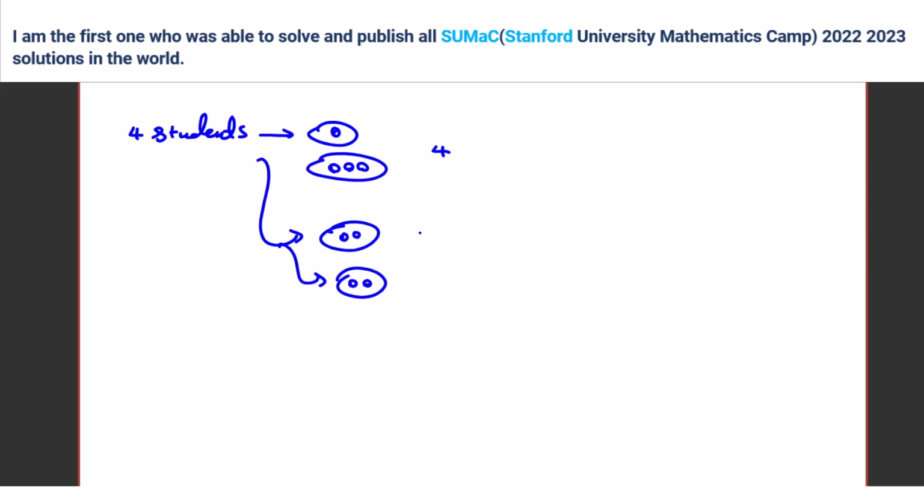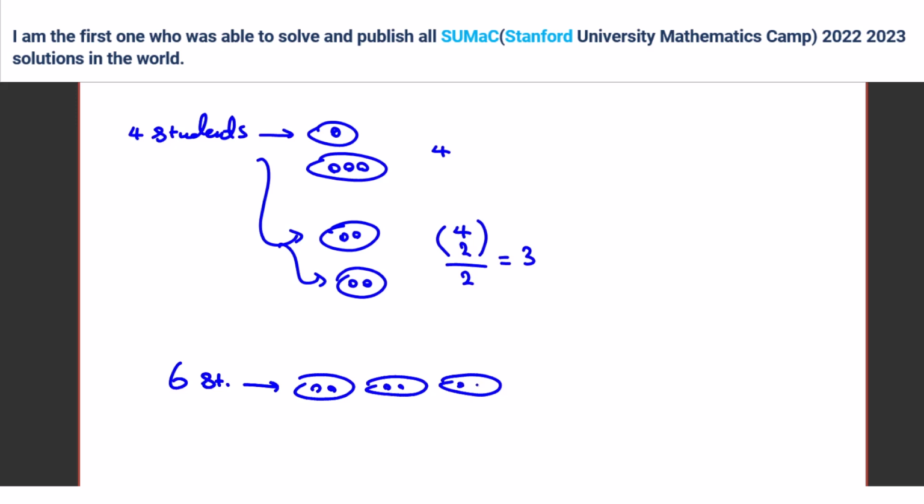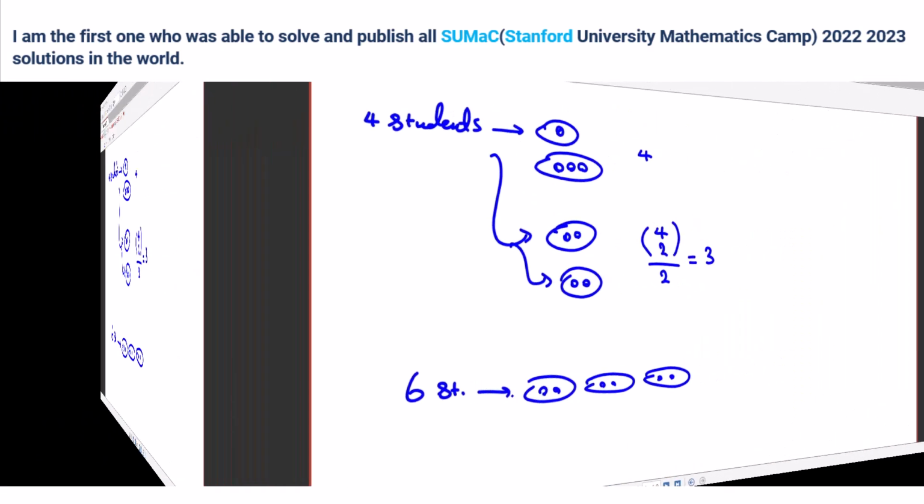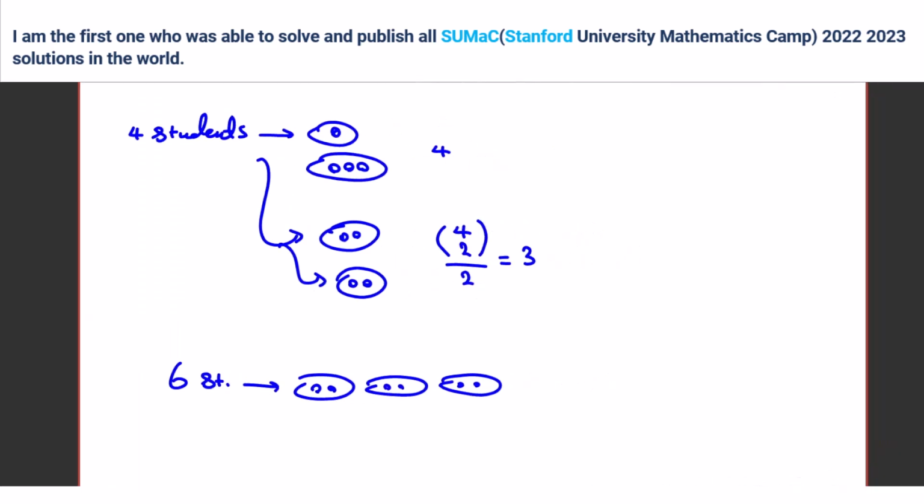Are the groups distinct? They don't have names. So 3. Exactly. 4 choose 2 over 2, right? Yeah. If we have 6 students and we want to split them into 3 groups, each with 2 members, it will be what? Is it 6 choose 2 times 4 choose 2 over 3 factorial? Exactly. Okay, so you know the idea.